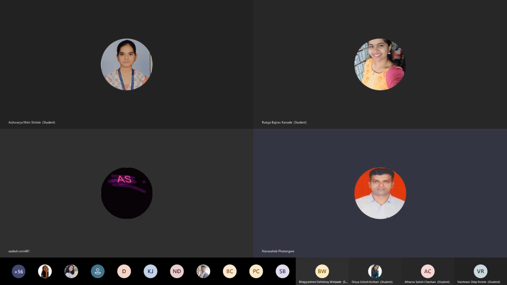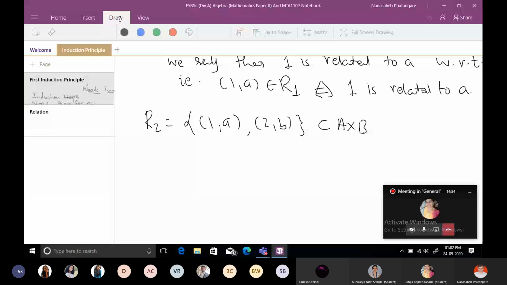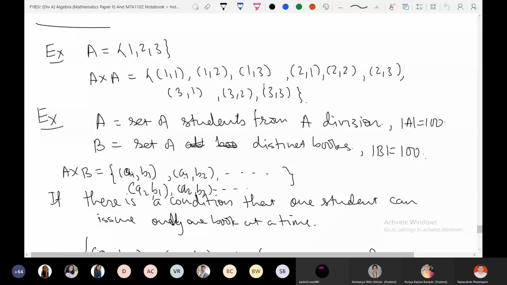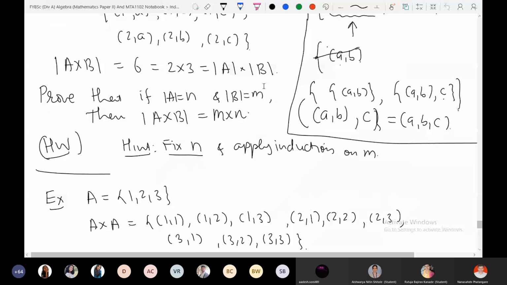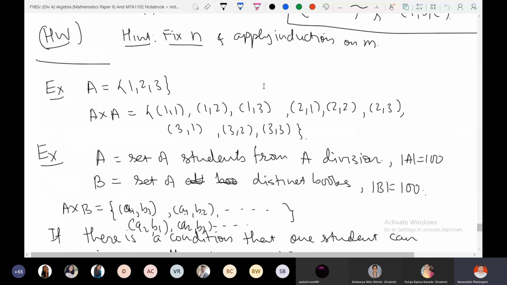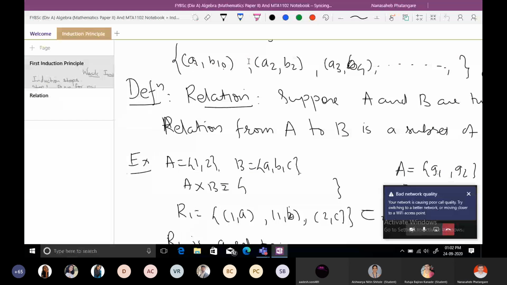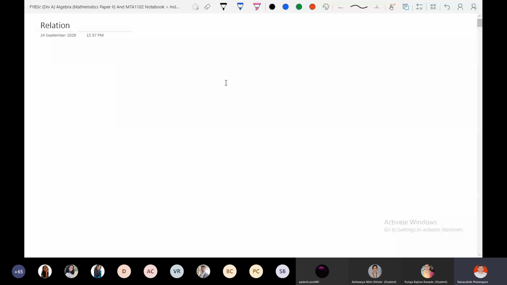What we were talking about last time: we're talking about Cartesian product of sets, and relation. What we discussed last time, relation is just any subset of A cross B. So now we'll try to understand why relation is a subset of A cross B, or how a subset of A cross B is a relation. Generalize this concept. Fine. Now can you see my screen?